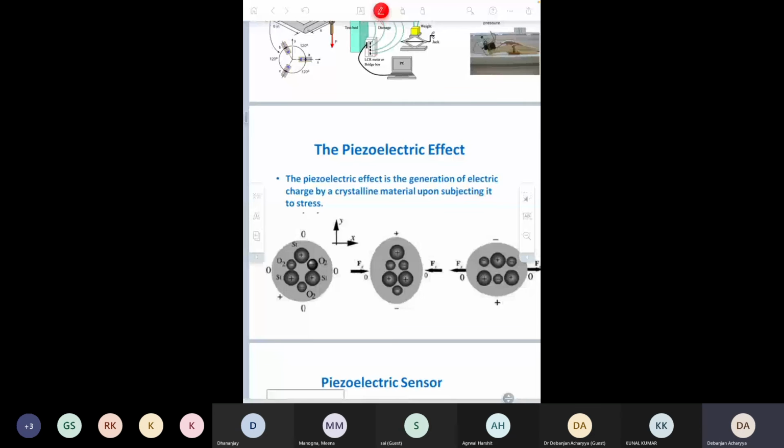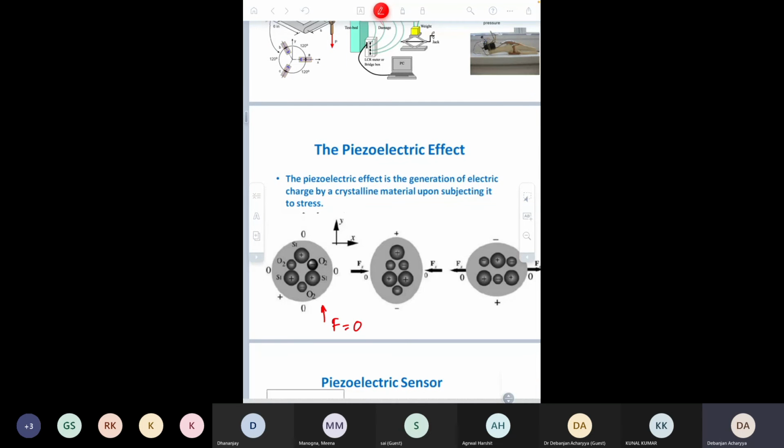What is force? Force is a kind of energy, and that energy is sufficient to break the electrons or holes, or whatever the positive or negative charges are there inside the atom. The force is sufficient to break the negative or positive ions inside the crystal, inside this kind of material.